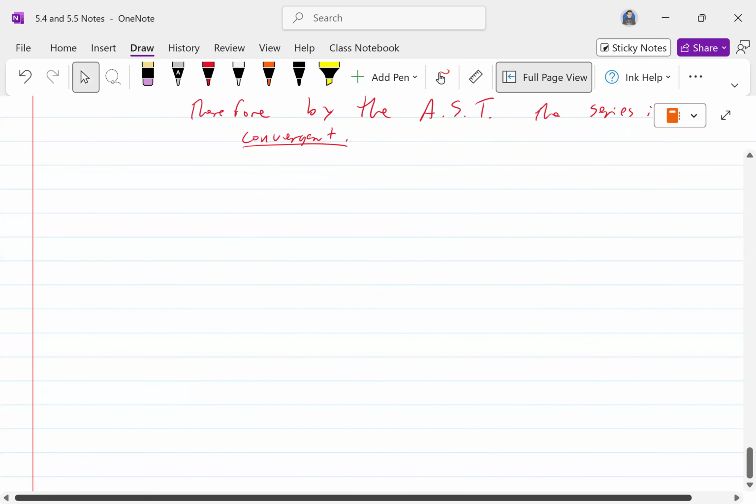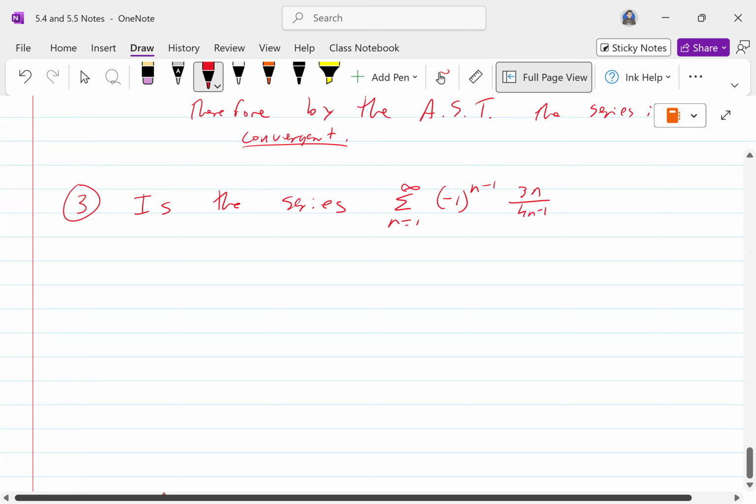Okay, let's try one more of these. Okay, number 3. Is the series summation n equals 1 to infinity of negative 1 to the n minus 1 power of 3n over 4n minus 1, is this thing convergent?